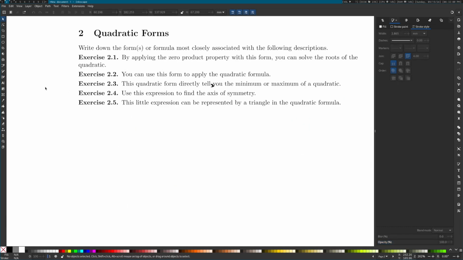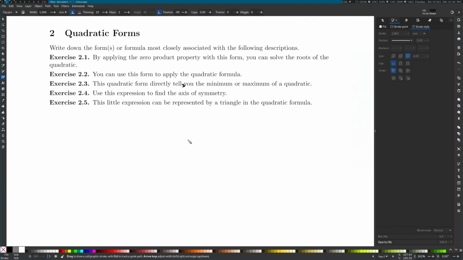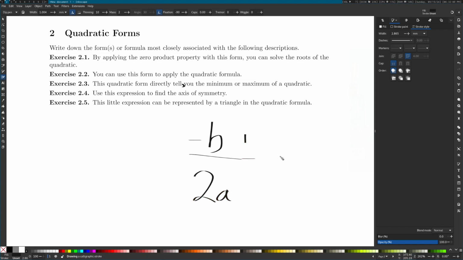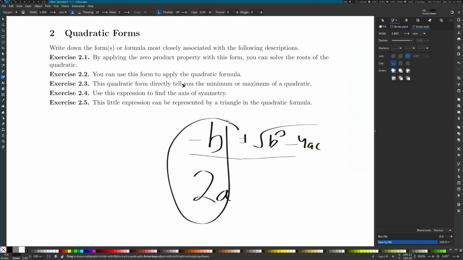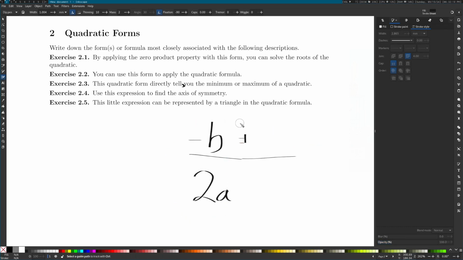2.4 uses expressions to find axis of symmetry. That will be negative b over 2a, which you can find in the quadratic formula. You continue this, square root of b squared minus 4ac. The axis of symmetry is hiding here in plain sight. Okay, on to the last one.